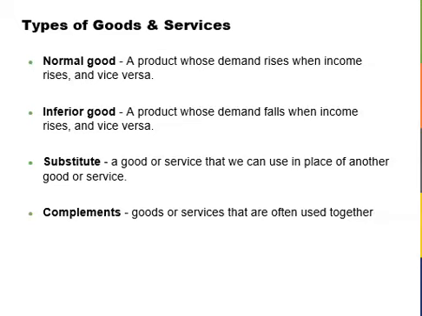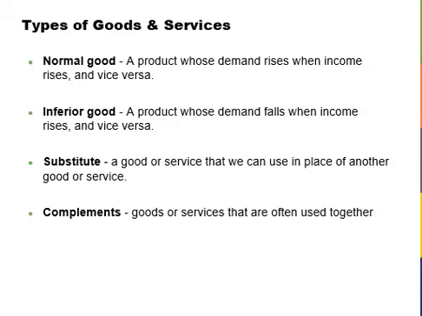Let's take a look at demand and factors that affect demand. Before we dive in, I would like to introduce you to a few economic terms: normal goods, inferior goods, substitutes, and complements. Normal good is a product whose demand rises when income rises and vice versa.